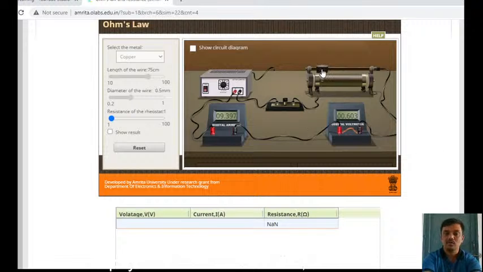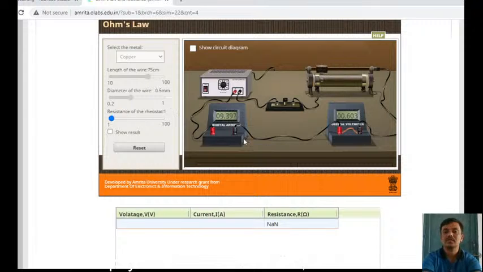In the practical you have to move this one actually. When we move this, you see here I am moving this upper one, then automatically the resistance in the wire changes. When you move this side, the resistance will change in the circuit.